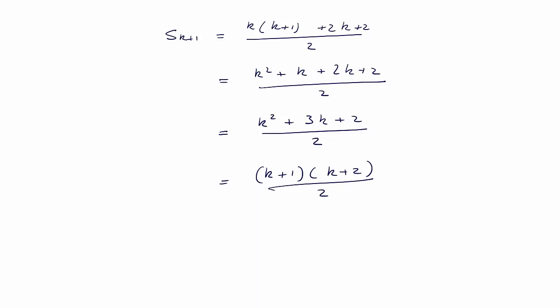Now we can see that that's equal to n times n plus 1 on 2 for n equals k plus 1. Having demonstrated our proposition is true for k plus 1, we conclude that it's true for any n.